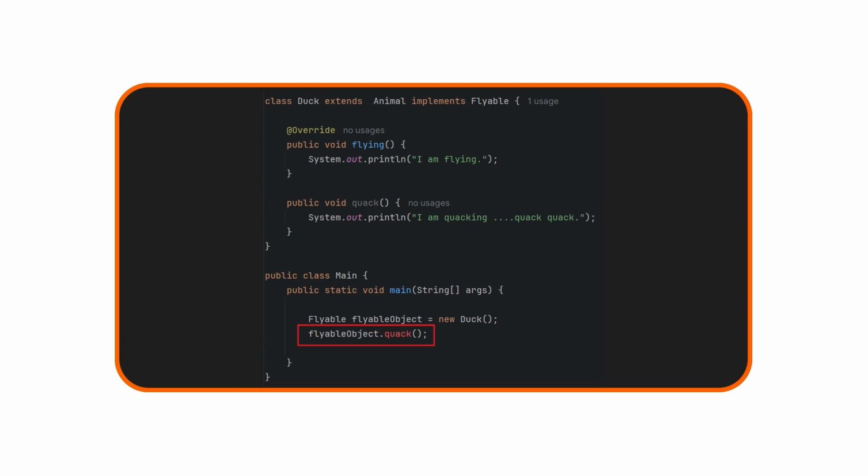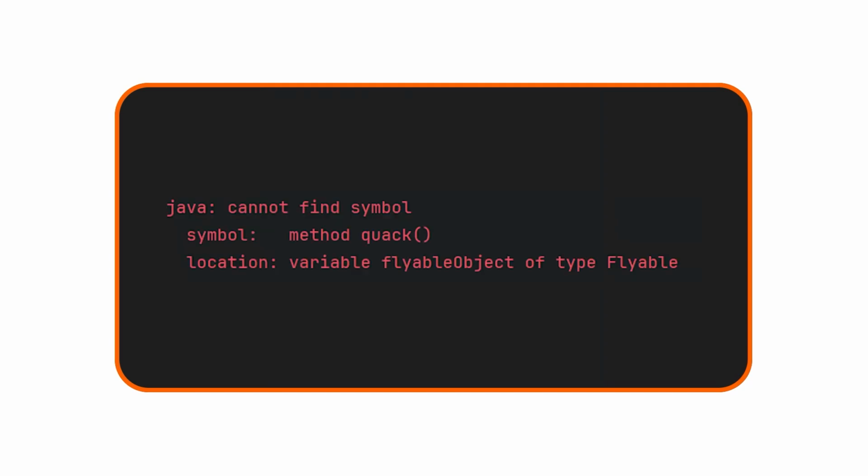An object assigned to an interface variable can only access the methods defined in the interface, not those specific to the class. So if the duck class has a quack method, the flyable object wouldn't recognize it, since quack isn't part of the flyable interface. When you code this in IntelliJ, it will be flagged as an error, and if you try to compile it, you'll get an error message saying, cannot find symbol of method quack in type flyable in the variable flyable object.